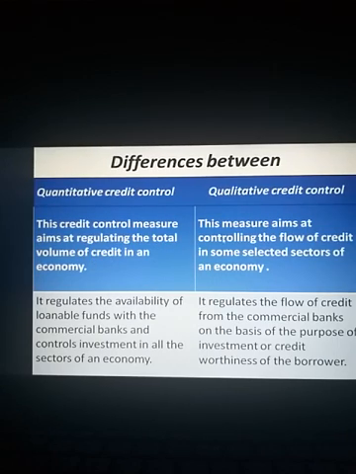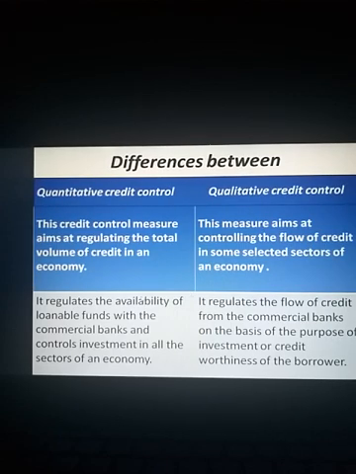Whereas on the other side, qualitative or selective credit control, this measure aims at controlling the flow of credit in some selected areas. When I say flow of credit, I mean to which sector the credit supply should be allowed. So the major difference in these two, you observe: to the left hand side it is volume of credit, to the right hand side it is flow of credit.